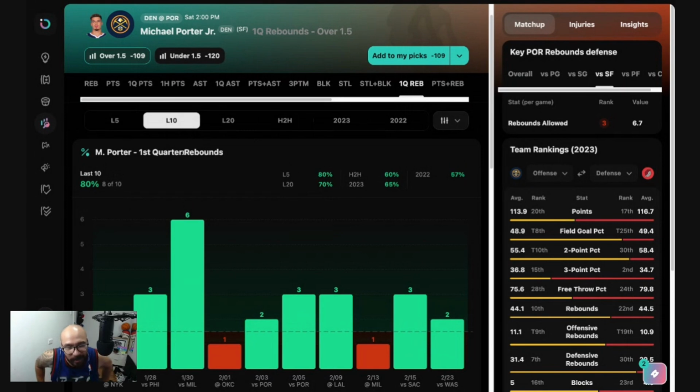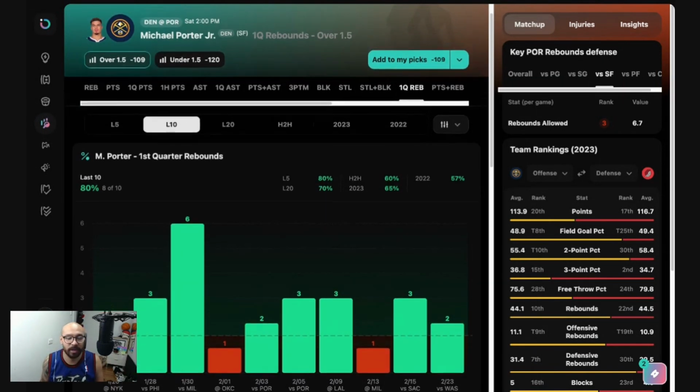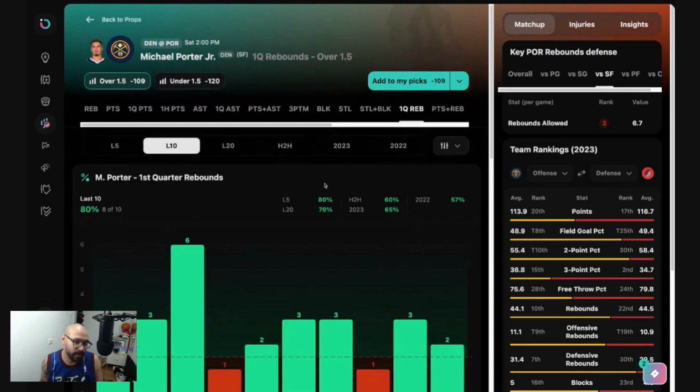So if this was one of those plays where we were getting like plus 120, it's a bet that you'd take every single time. This bet, if you took it every single time, you probably would end up profitable. But at those odds, I'm not willing to take a gamble on it.